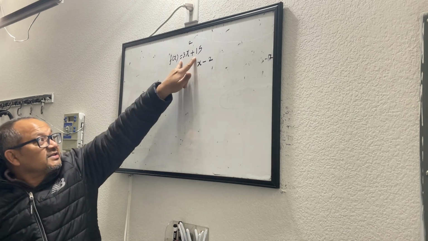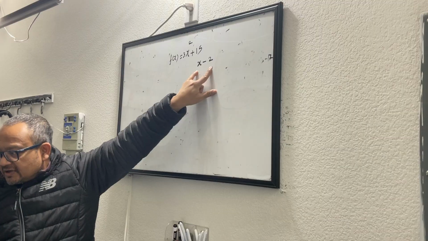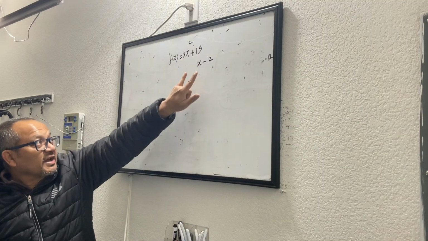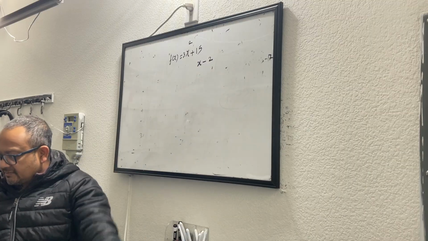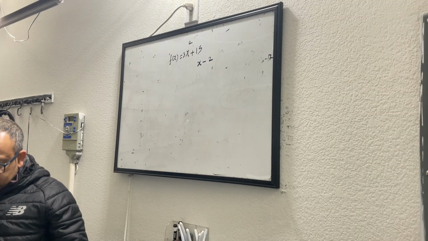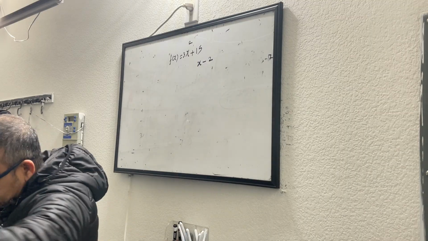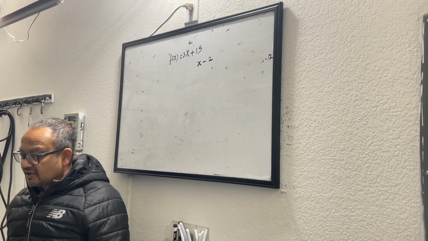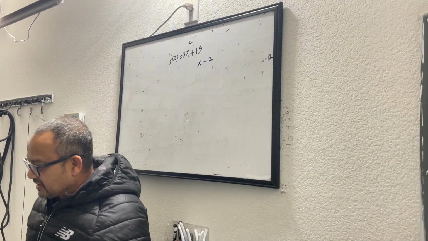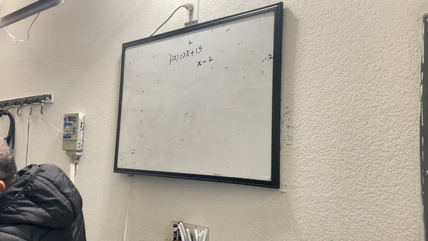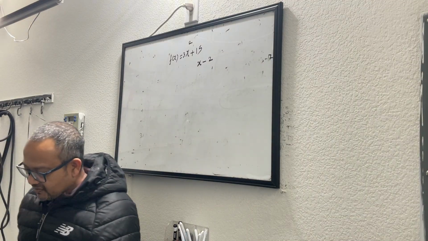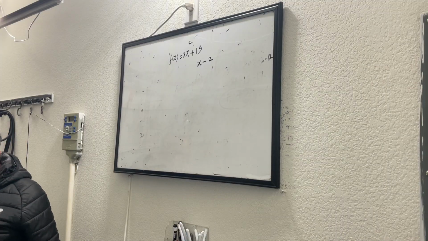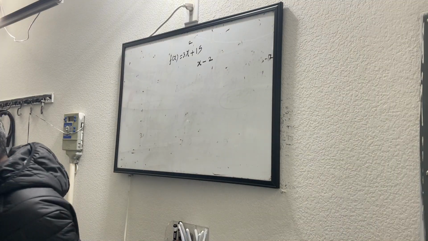I'm dividing this by x minus 2. What will be my remainder if I divide this polynomial by x minus 2? You will have to apply the polynomial remainder theorem. Let's see how much of it you have understood, and based on that I will take it forward. So I'm giving you 2-3 minutes to deal with it, and then I'll come back.